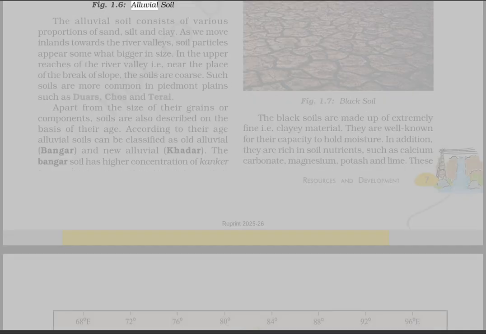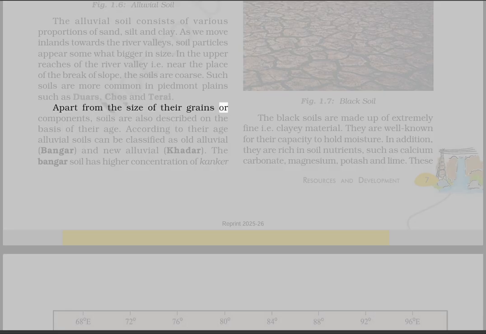Fig 1.6, Alluvial soil. The alluvial soil consists of various proportions of sand, silt, and clay. As we move inlands towards the river valleys, soil particles appear somewhat bigger in size. In the upper reaches of the river valley, i.e. near the place of the break of slope, the soils are coarse. Such soils are more common in Piedmont plains such as Duars, Chos, and Tarai.